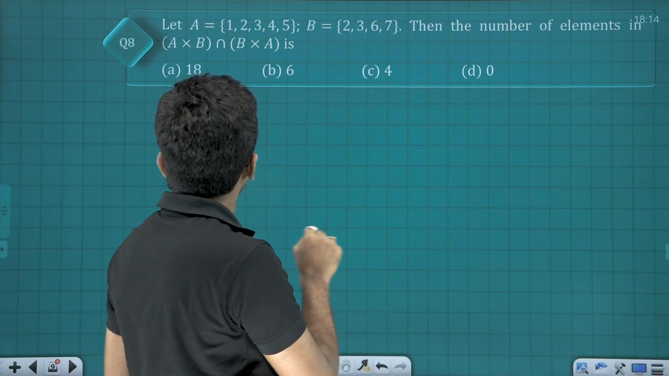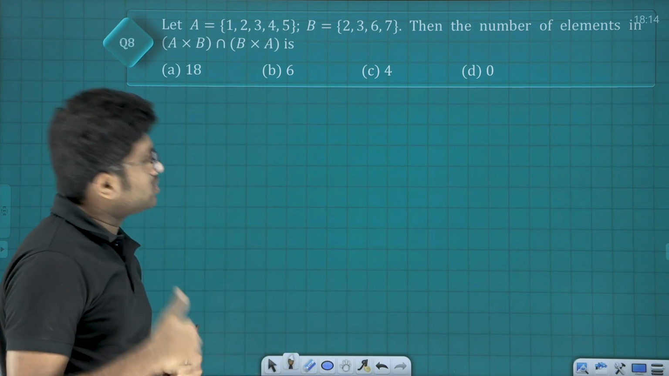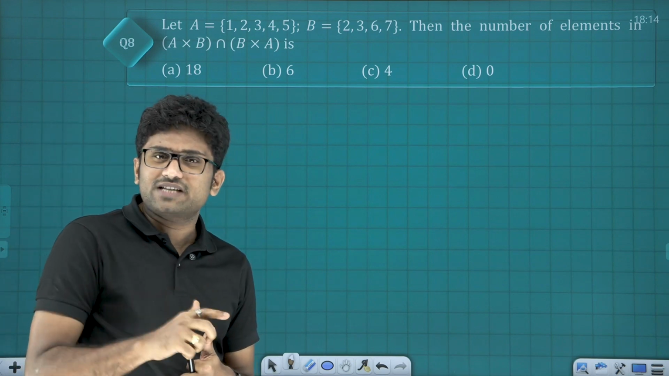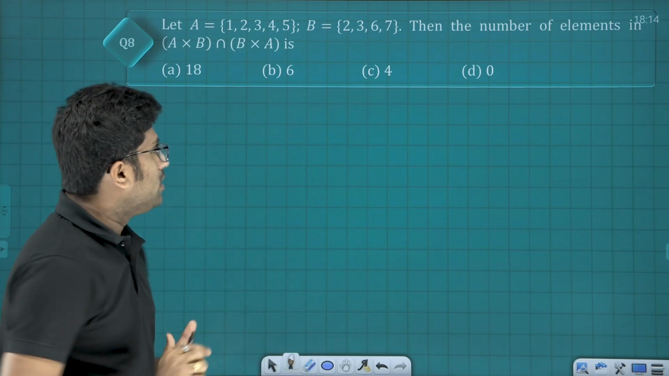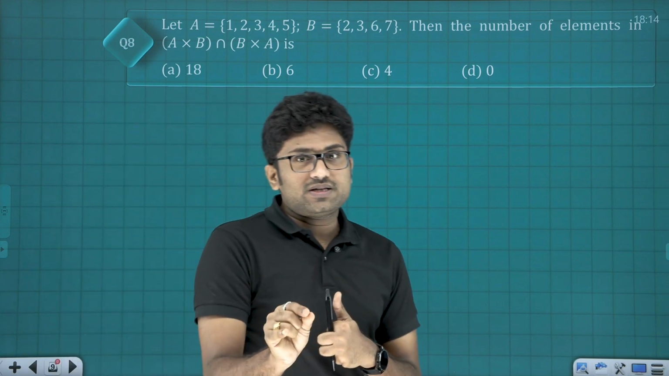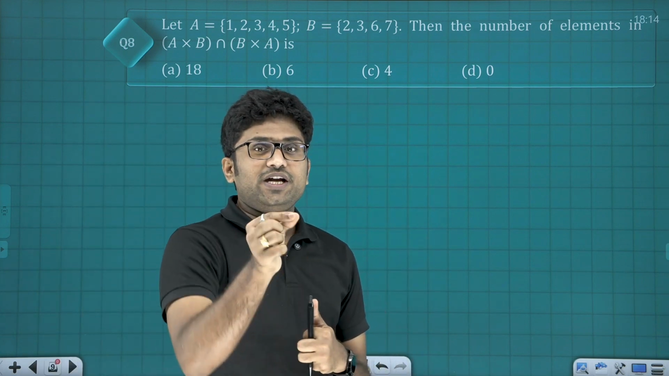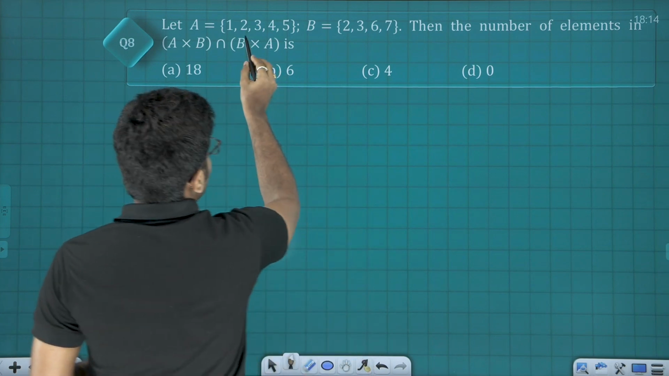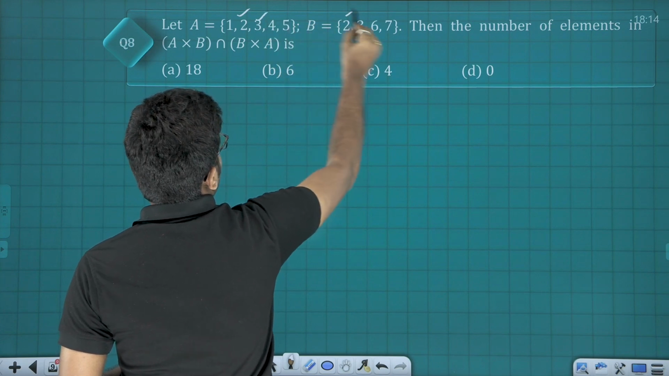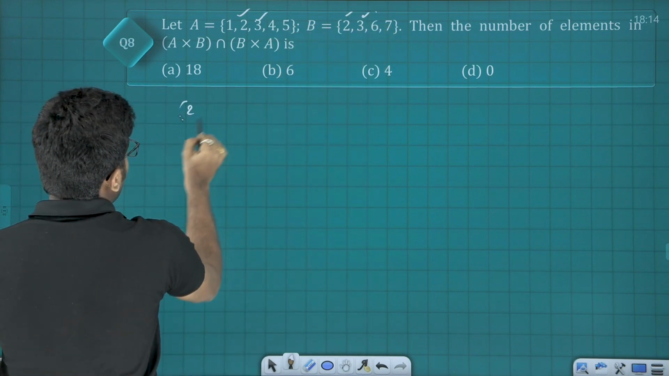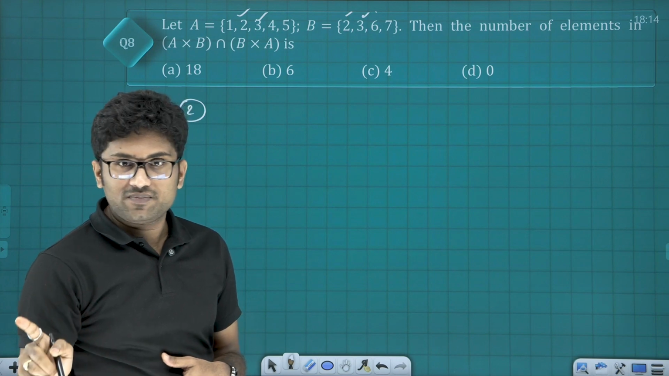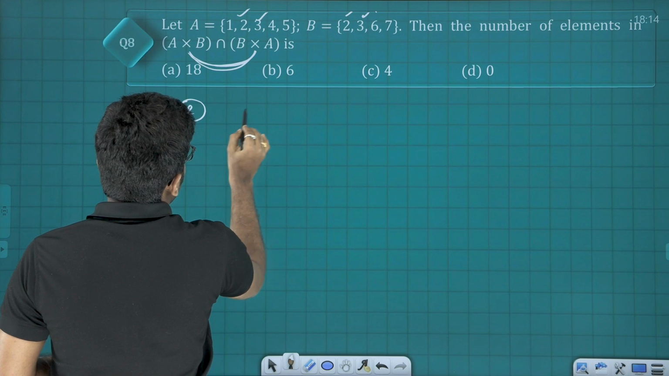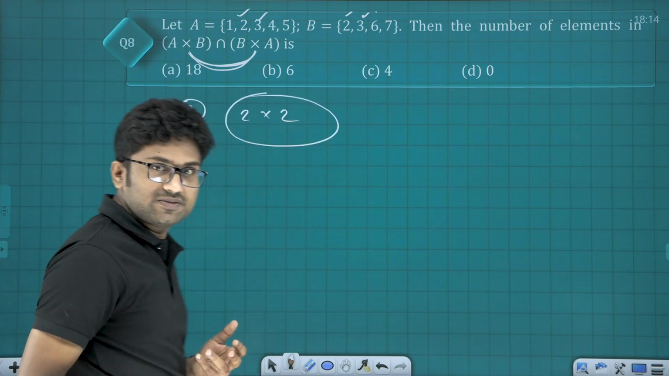Set A is given, set B is given, then the number of elements in (A cross B) intersection (B cross A). What do you mean by intersection? Intersection means common elements. To find the number of common elements in A cross B and B cross A, first find the number of common elements in A and B. 2 is a common element in both, 3 is also a common element in both. So there are 2 common elements in both A and B. So the number of common elements in A cross B intersection B cross A is 2 into 2.